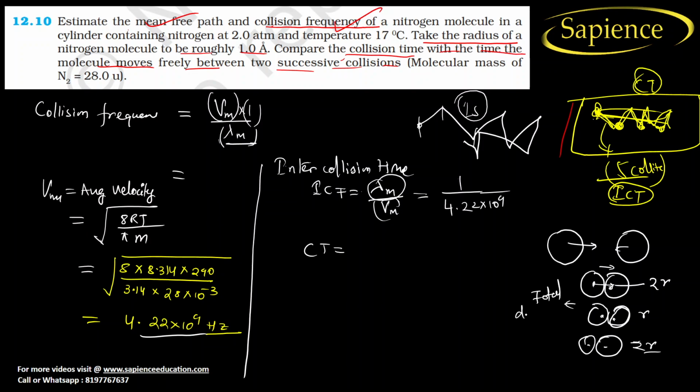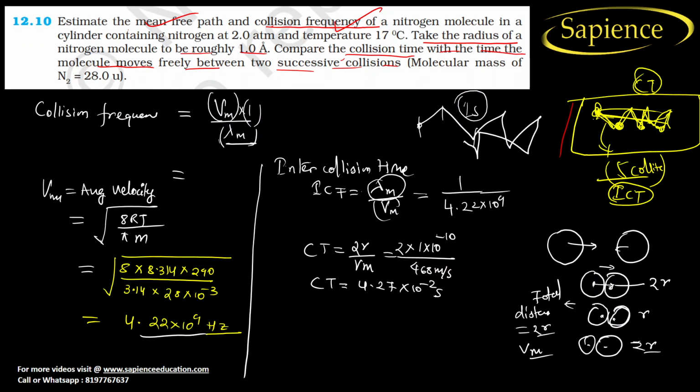So the total distance traveled is equal to 2r, and velocity will be taken as v average only. So the collision time can be found by 2r divided by velocity vm. 2r means 2 into radius, which is 1 into 10 to the power minus 10, divided by the mean velocity. The mean velocity we have already found out, it is equal to 468 meter per second. So collision time we will get as 4.7 into 10 to the power minus 2 second.